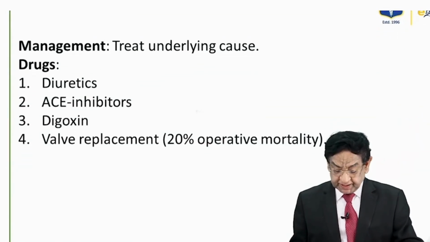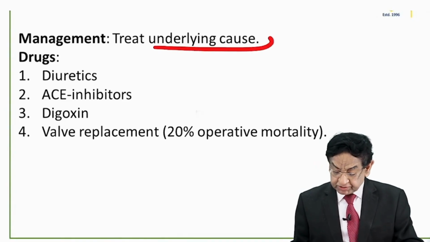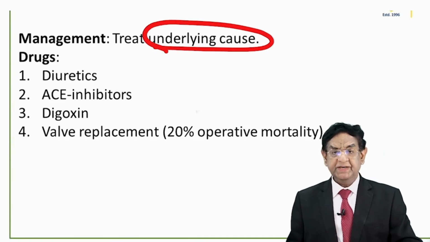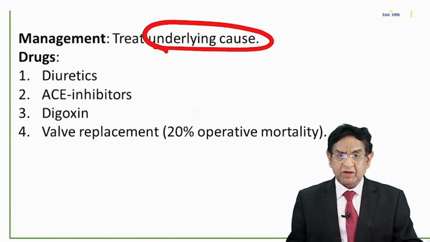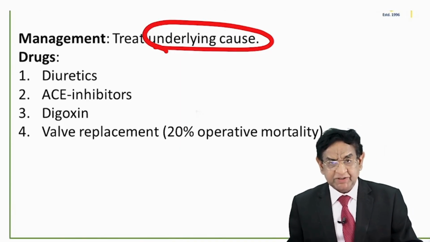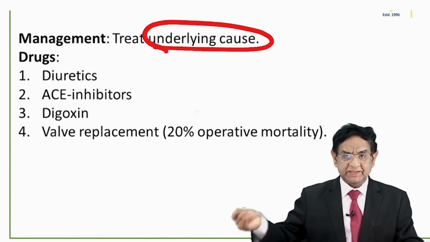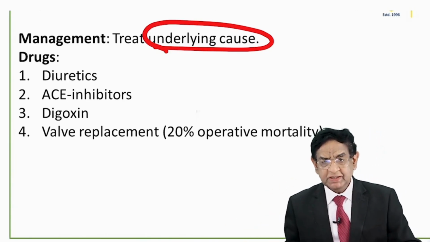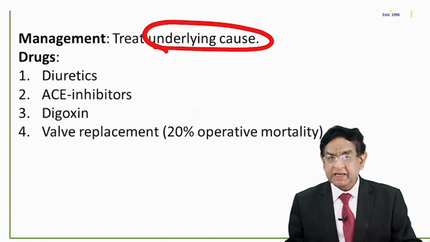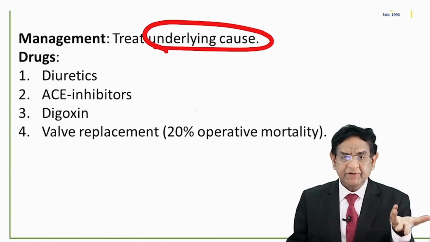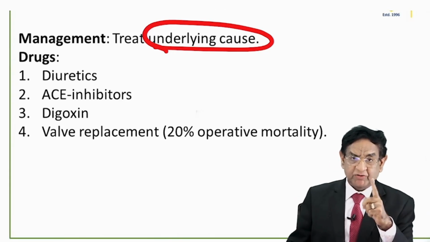So as far as management is concerned, manage the underlying cause. Definitely, as I told you, the commonest cause is cor pulmonale, and cor pulmonale is never primary; it's always secondary to lung parenchyma, pleura, or chest wall disease. You treat the basic cause, and that will take care of the TR also.